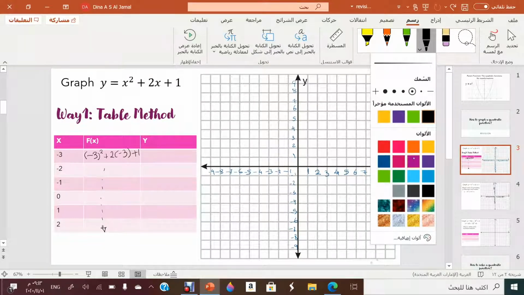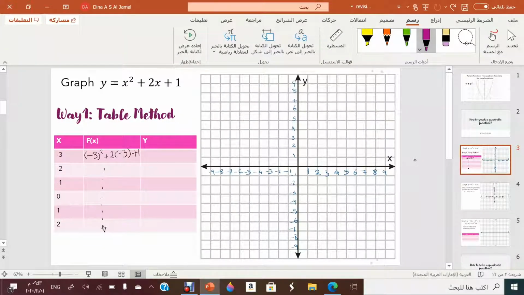So after substitution, you will be getting this as 4, 1, 0, 1, 4, and 9. And as you can know, whenever you would like to graph or to plot a function on your coordinate plane, you need to locate your coordinate point, which is x and y.